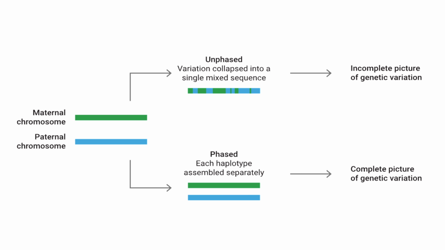Let's start with phasing. We all carry 2 copies of each chromosome, one from each parent. Short-read sequencing often collapses these into a single mixed sequence, losing the distinction between them. Phasing is the process of assigning variants to their haplotype of origin, figuring out which copy each one sits on.